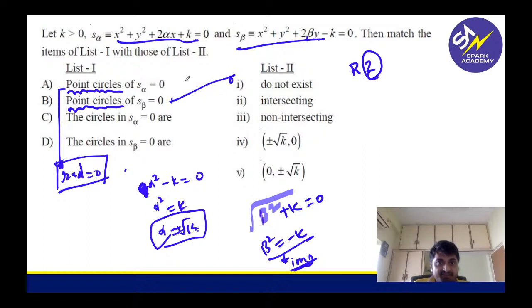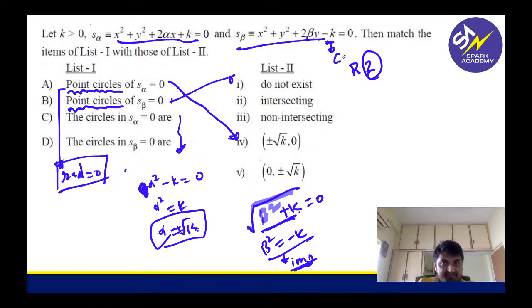For this, what is the case? Plus or minus root k comma 0. So you get these two. I think you need not even solve these two. A is 4, yes. B, how 5, Indranil? Because square root, right? Square root of beta square plus k. This is minus k given, right?